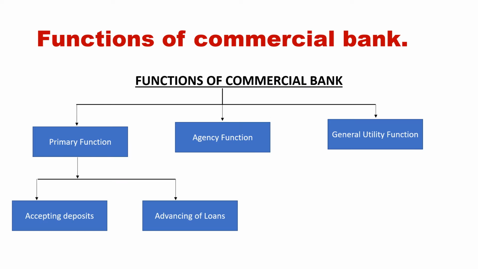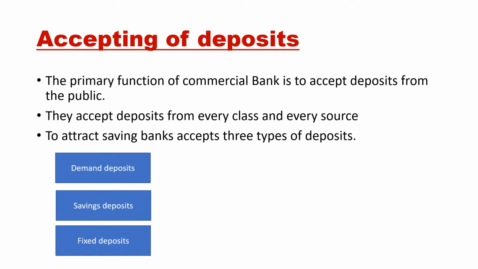Then we had studied about the functions of commercial bank. Commercial bank has three types of function. First is primary function, then second is agency function, and the third is general utility functions. Under primary function we had studied about accepting of deposits. Now what is accepting of deposits and advancing of loan we had studied in the next slide. First we were studying about accepting of deposit.